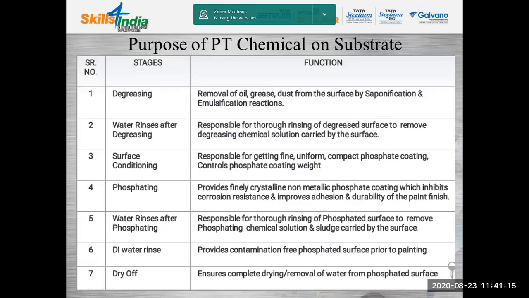The purpose of PT chemicals on the substrate: degreasing removes all oil, grease and dust from the surface by saponification and emulsification reaction. Water rinse after degreasing is responsible for thorough rinsing of detergent and removing degreasing chemical from the surface. Then phosphating provides a finely crystalline non-metallic phosphate coating which inhibits corrosion and improves adhesion and durability of the paint finish. So different chemicals have different responsibilities.